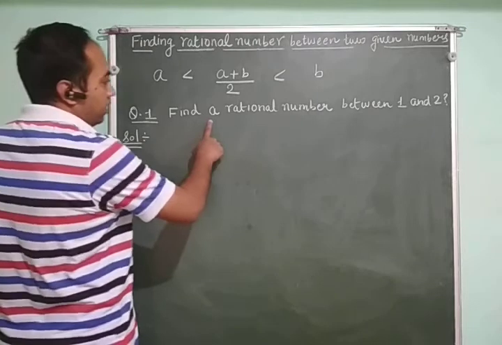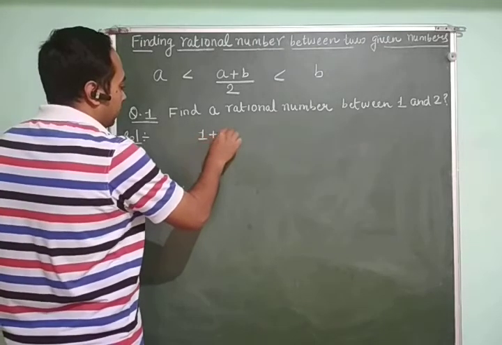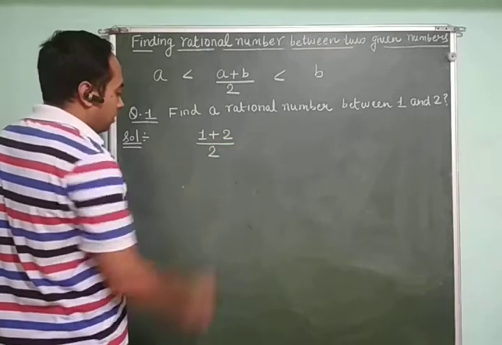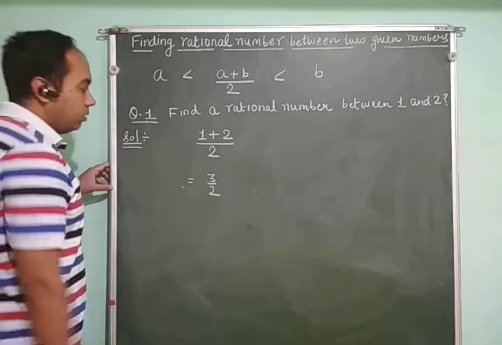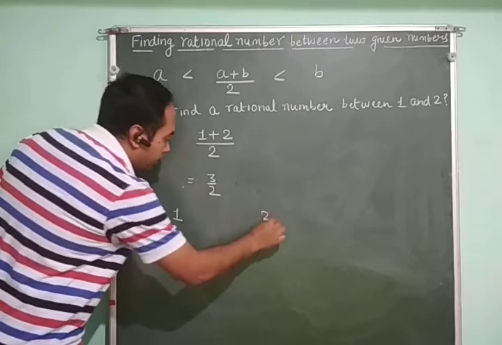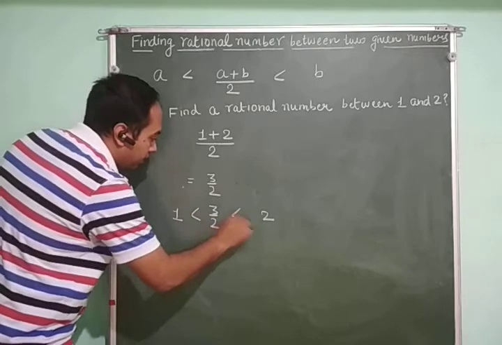First, we will add 1 and 2 and then divide it by 2. This will give us 3 upon 2. So a rational number between 1 and 2 is 3 by 2.